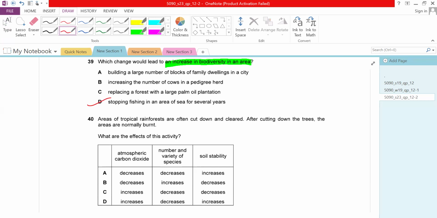Question 40. Areas of the tropical rainforest are often cut down and cleared. After cutting down the trees, the area is normally burned. What are the effects of this activity? When the trees are cut down and the tropical forest is cleared, there is an increase in atmospheric carbon dioxide, the number and varieties of species decrease, and the soil stability decreases. Option C is correct for question number 40.